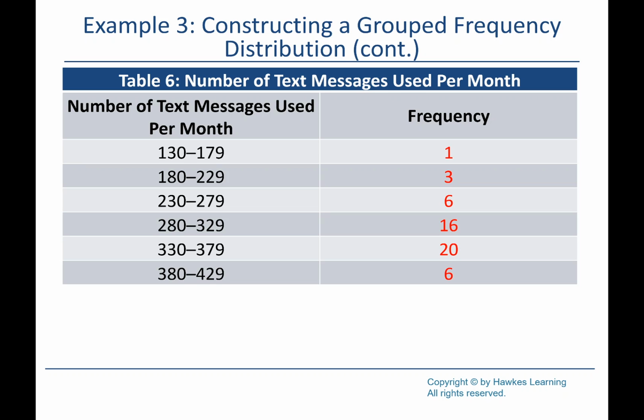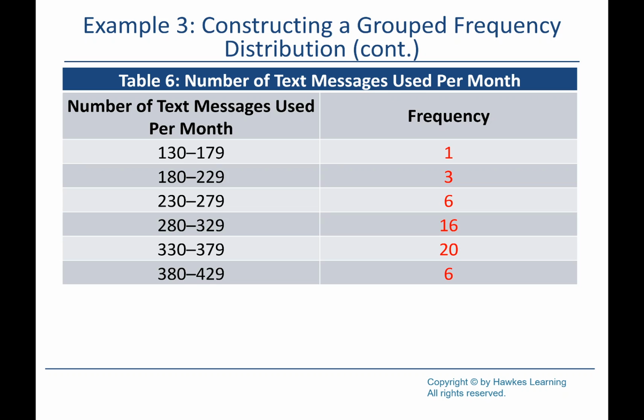So we had one person that sent between 130 and 179 text messages. We had 3 people that fell in the range between 180 and 229. That's all that's going on there. We're just counting how many are in each one of these data ranges.